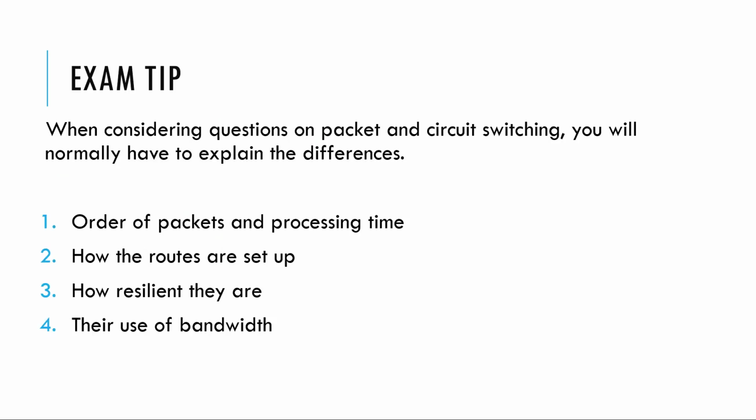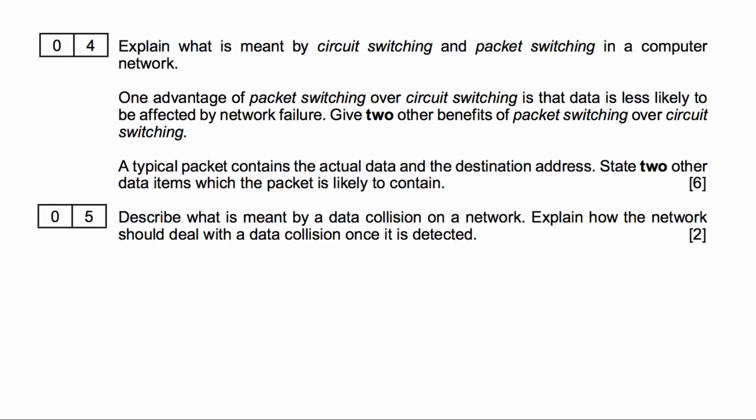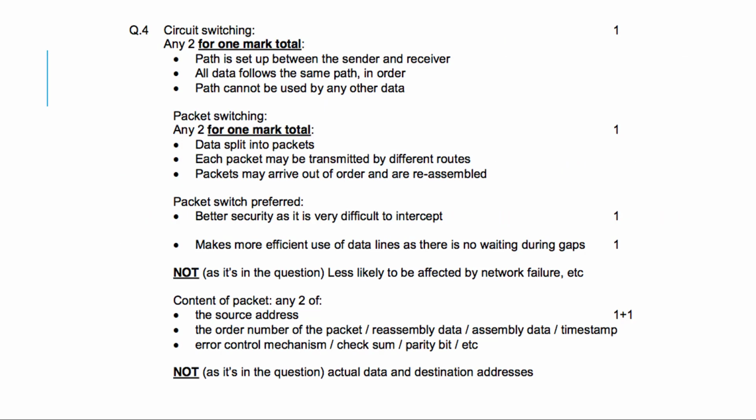There's a little exam tip for you. When considering questions on packet and circuit switching, you normally have to explain the differences between the two. So think about the order of packets and the processing time, how routes are set up. So, circuit switching is set up initially. It's the same route all the time, whereas packets are independent. How resilient are they to damage or a break to the cable? And also, which one uses more bandwidth? Okay, there are typical exam questions for A-level. You can pause it and have a go. And there's some mark scheme.